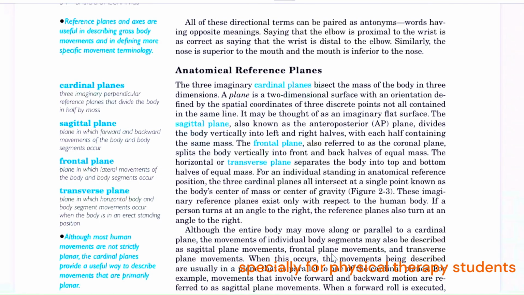Hello everyone, I'm back with another video lecture, and today we're going to discuss the anatomical reference planes and axis of movement. This is a fundamental concept in biomechanics and a favorite topic as a physical therapist.